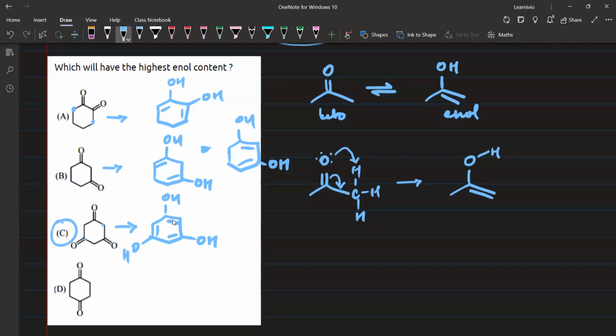And that is why, since it is an equilibrium, most of this compound will be in its enol form rather than the keto form, because the enol form has aromatization, and because it is aromatic, it will be very stable. So this is the correct option. Here, if we look, you can have OH double bond, OH double bond, something like this. Okay? So C will be the correct option.